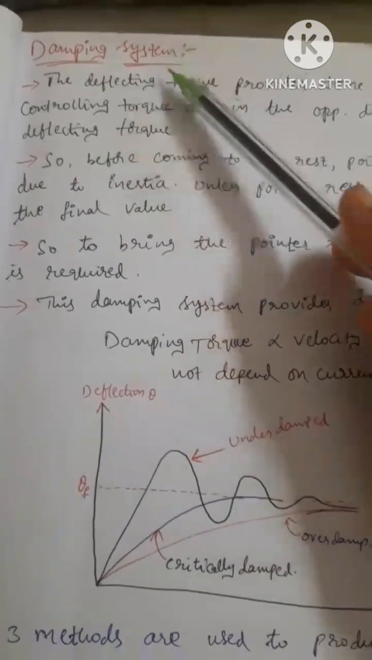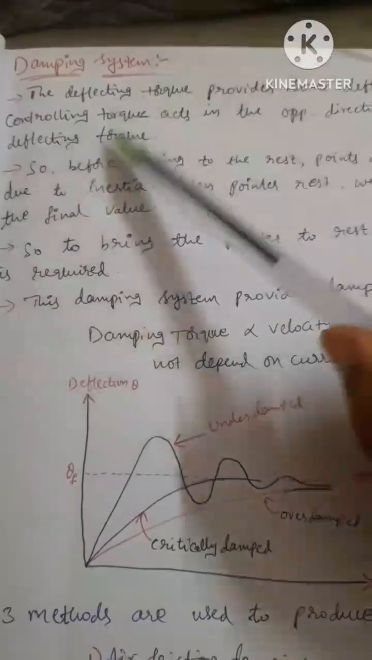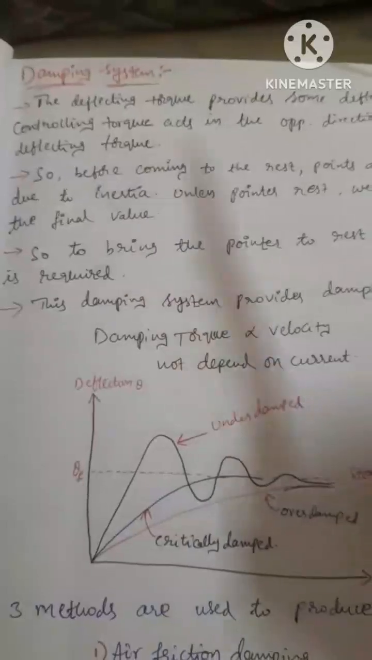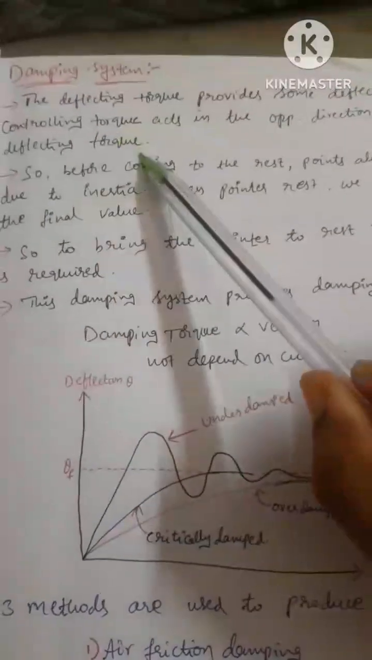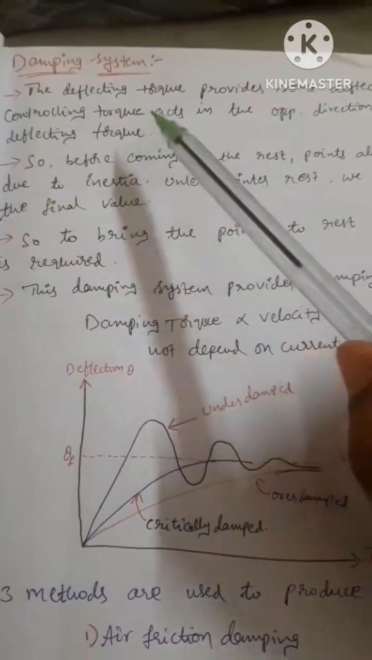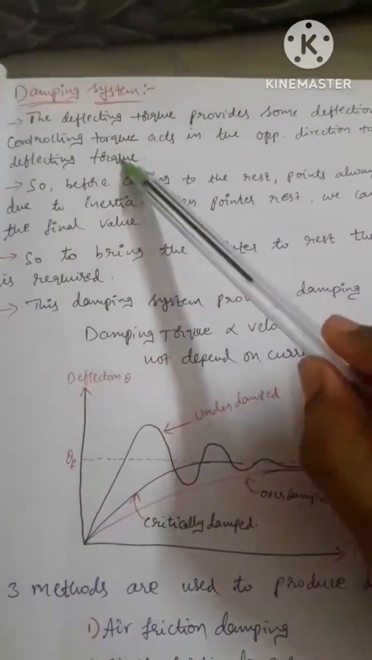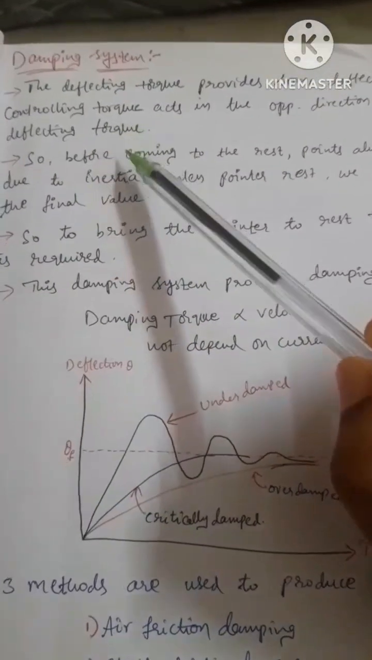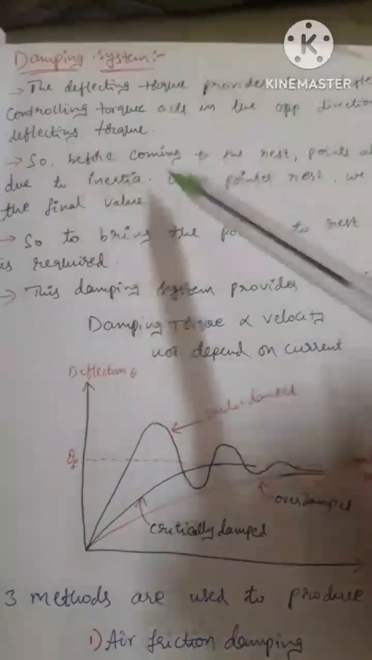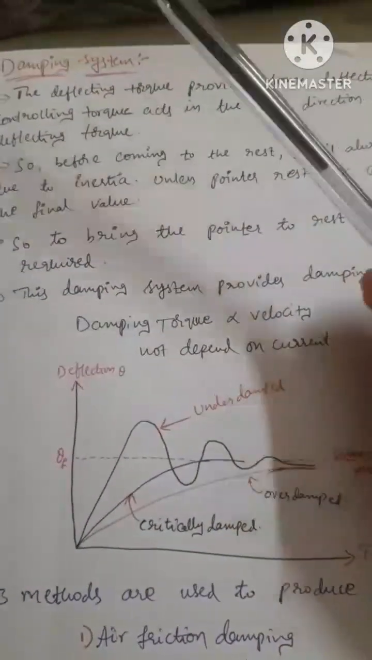The next topic is about the damping system. The deflection torque produces the deflection. To control that deflection, the controlling torque acts in the opposite direction. So after that, before coming to rest, the pointer will move to and fro.